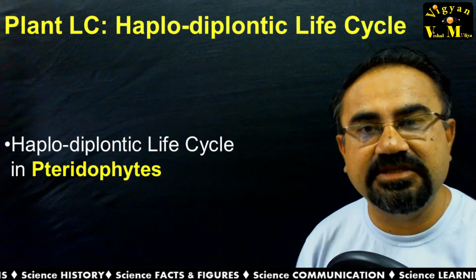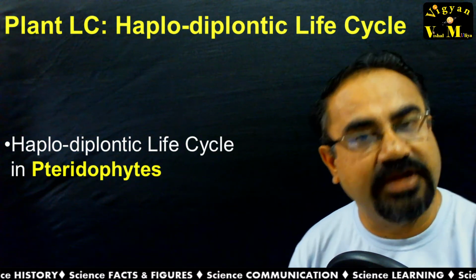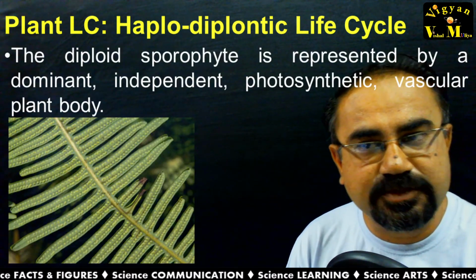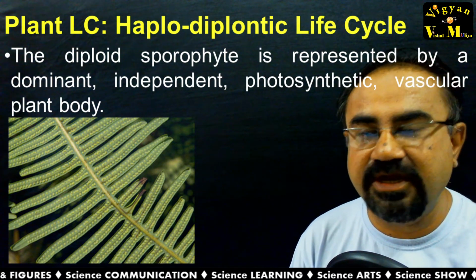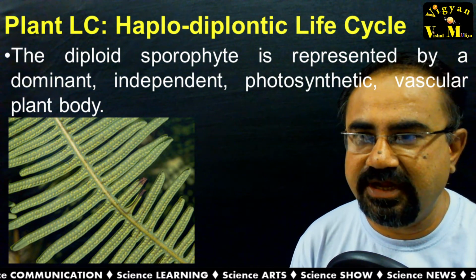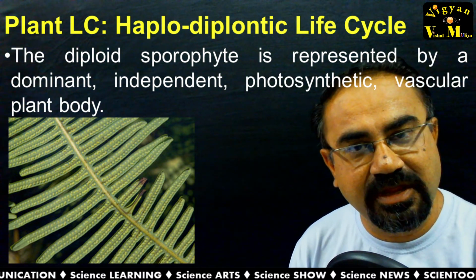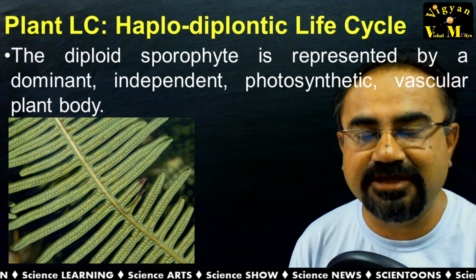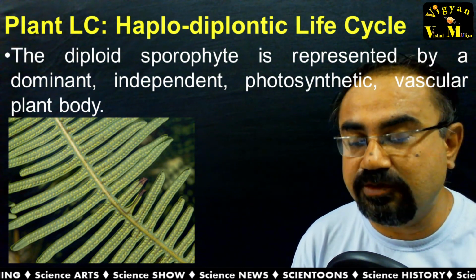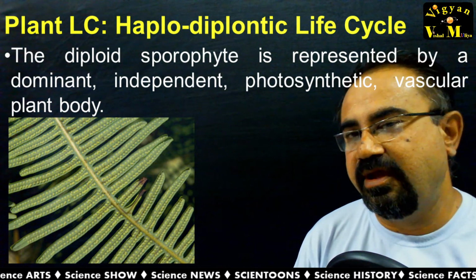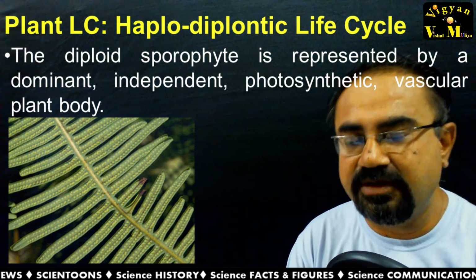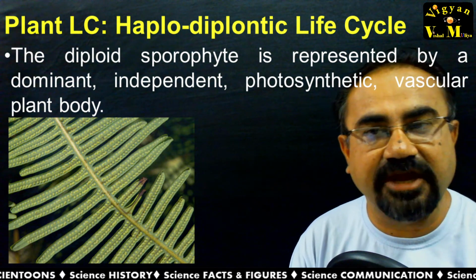In comparison to this, there is some difference in the Pteridophytes, though it is also a haplo-diplontic life cycle. The diploid sporophytic phase represents the dominant one, independent and photosynthetic. It has a vascular body, I mean, xylem and phloem are there. It has root, stem, as well as leaves. Further detail you can see in the previous videos where Pteridophytes are described.